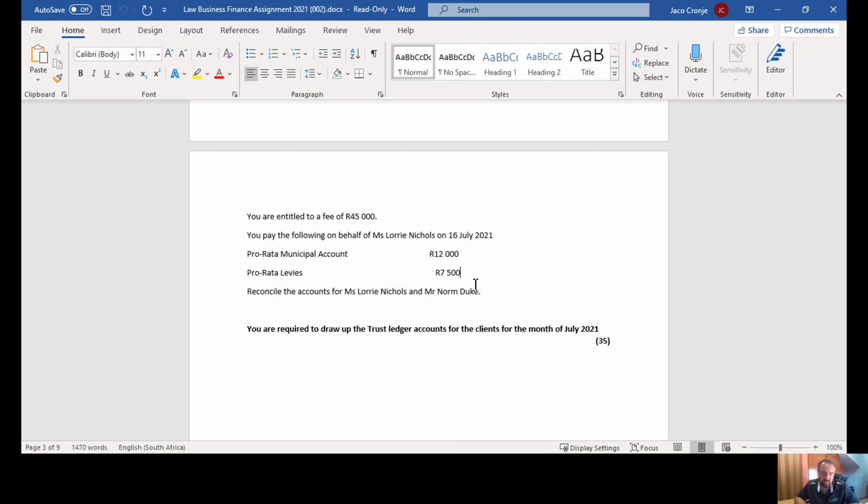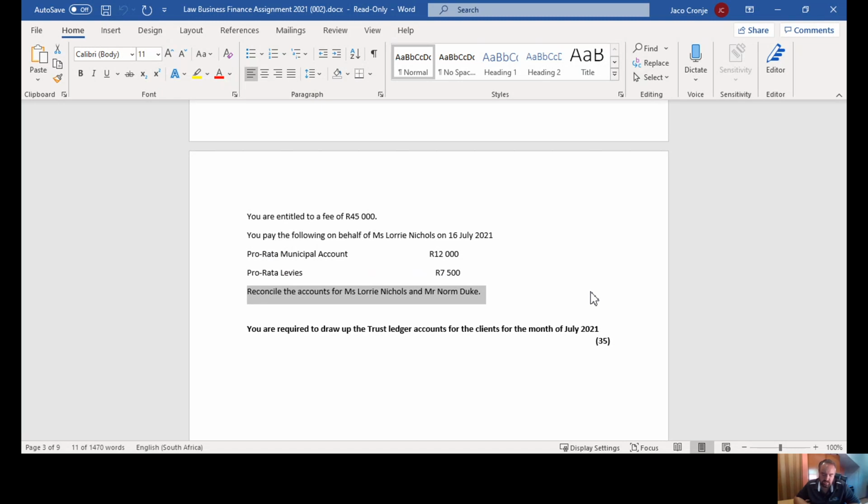Okay, and then to reconcile the accounts, we've got to add up both accounts, see whether they've still got money on hand in the trust account, and if they do, we need to make payment to the clients for the remaining balance on their trust.